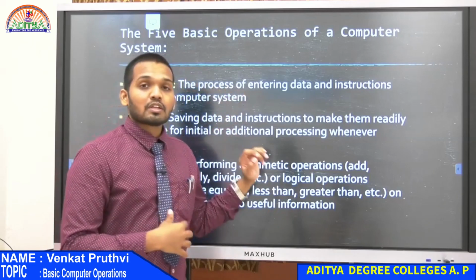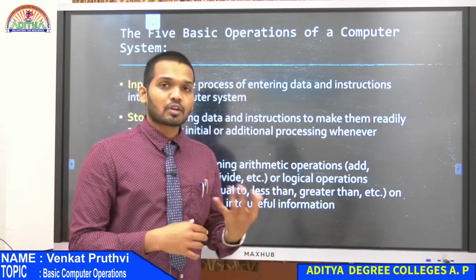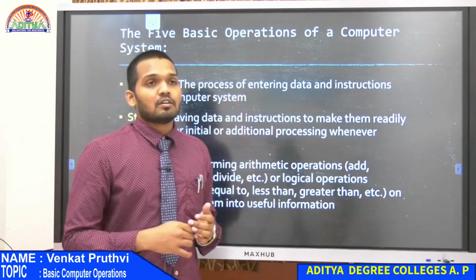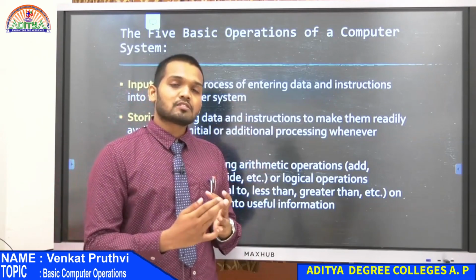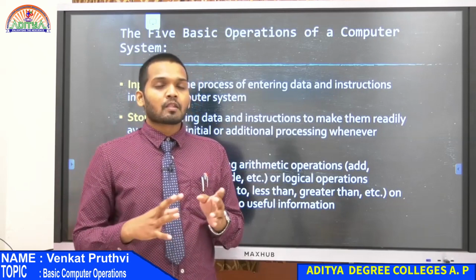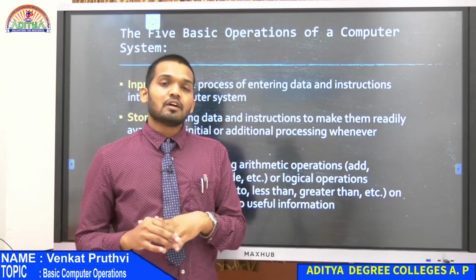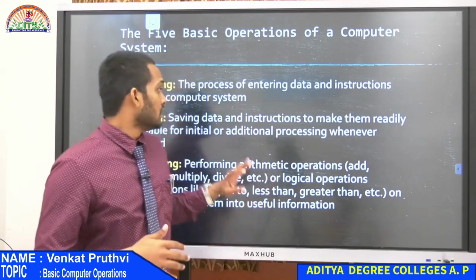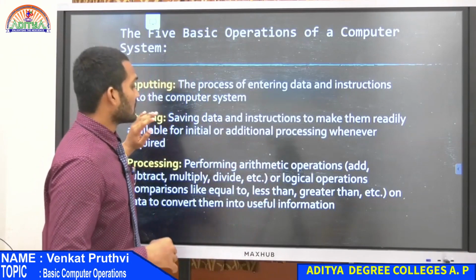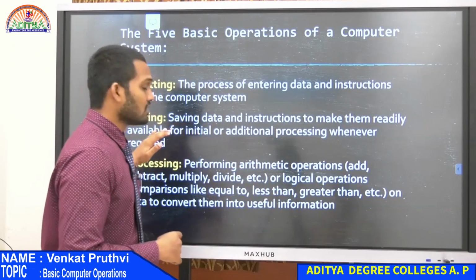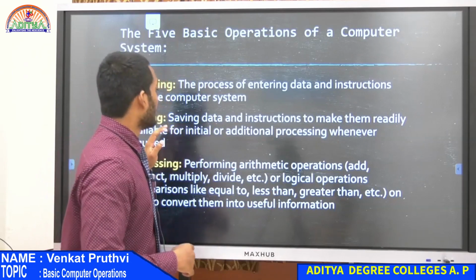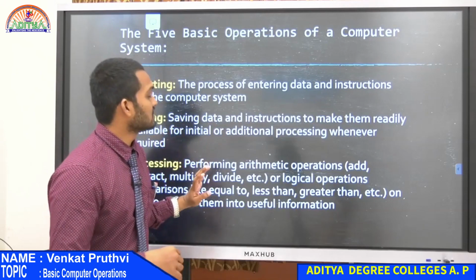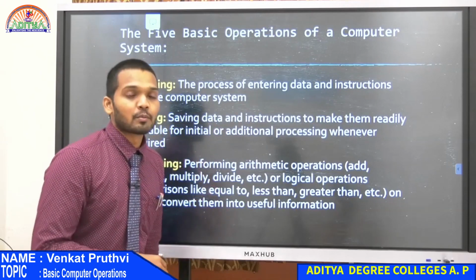Only through input can you give some instructions or programs to the computer. Once we give those programs, it has to have a place, or some device inside the computer, which will store the data, instructions, or programs that we have provided. So that is the reason we have storing. Storing is the second operation that is very important, where we save the data and instructions to make them readily available for initial or additional processing whenever required.